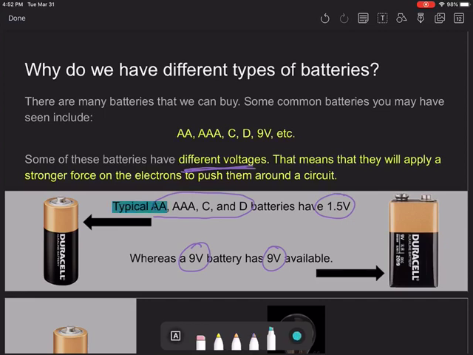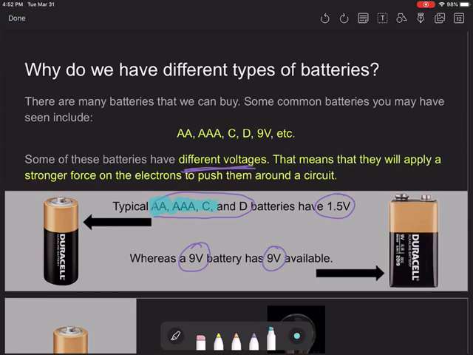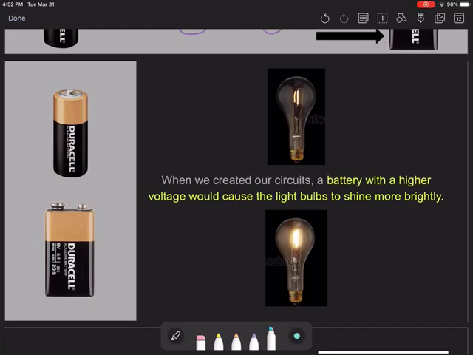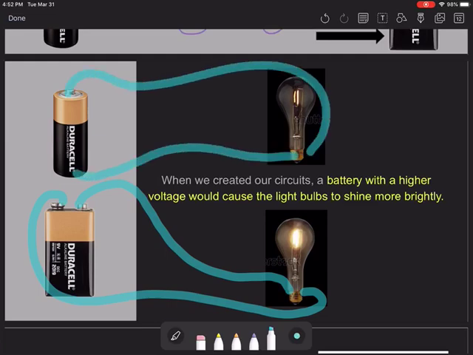But what you might see is our AA or AAA or C or D batteries all have the same voltage. So what's the point of having different types? Well, first of all, if we have a different voltage in terms of batteries, if we were to connect this into a circuit, so we connected this with a wire to the light bulb and back to the battery, our electrons would flow from negative to positive, and this light bulb would shine brighter than this light bulb at the top.